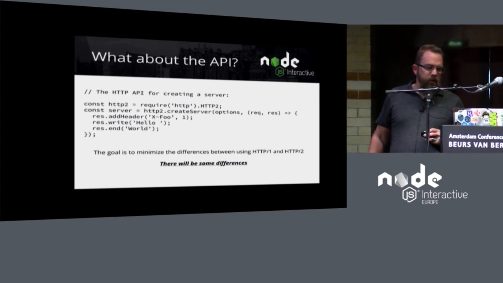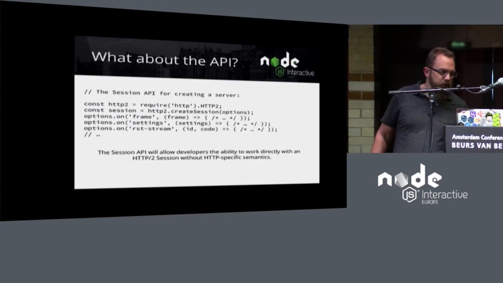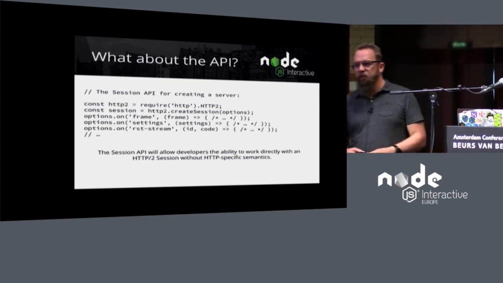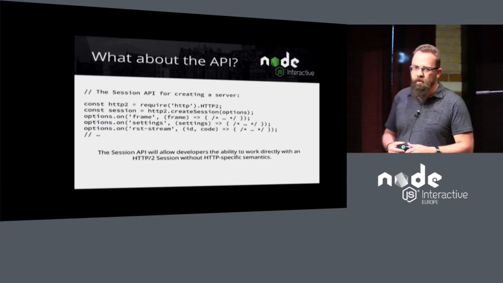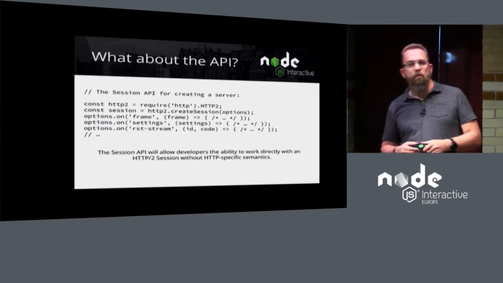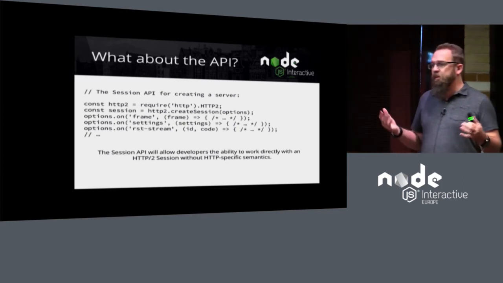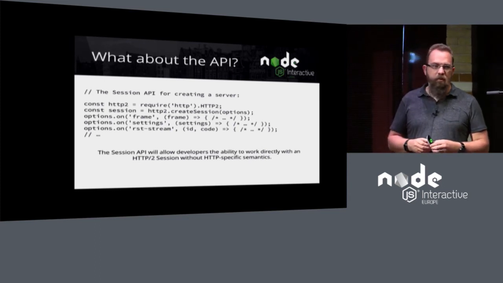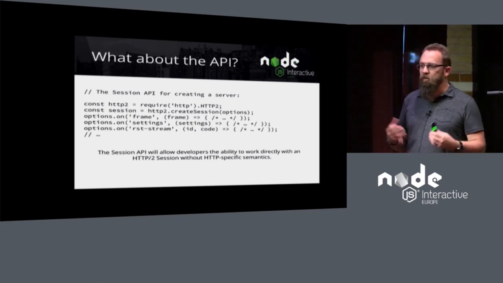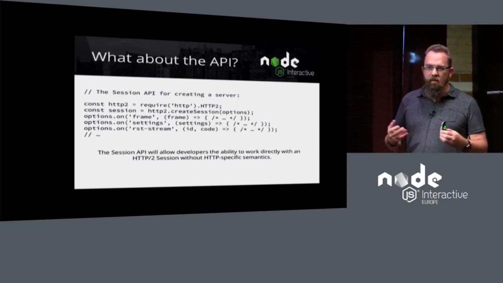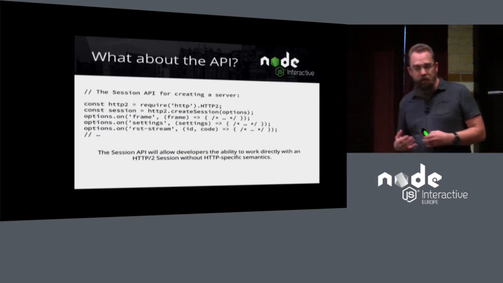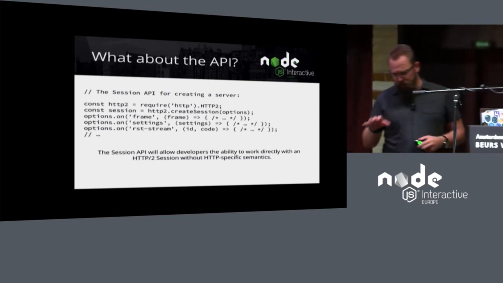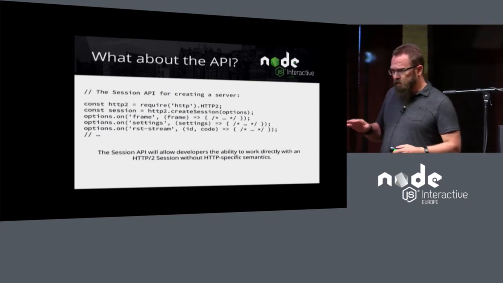Okay. So what about the lower level API? If you're familiar with how streams work in the event emitter model, then this will be pretty straightforward, right? We're going to create a session, use events to basically say, okay, when do I receive a frame, and then being able to respond and deal with that. It's going to be a very familiar API, but will allow you to deal with the lower level semantics.